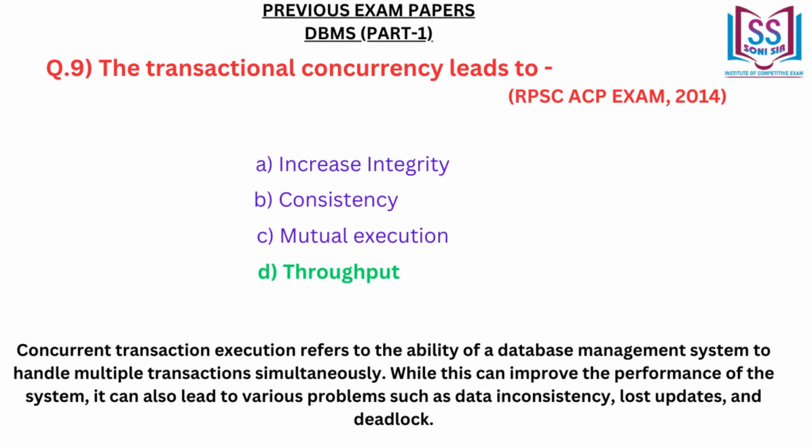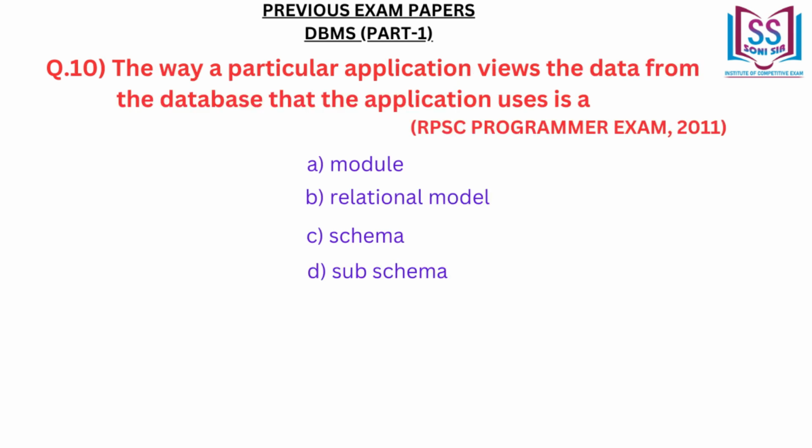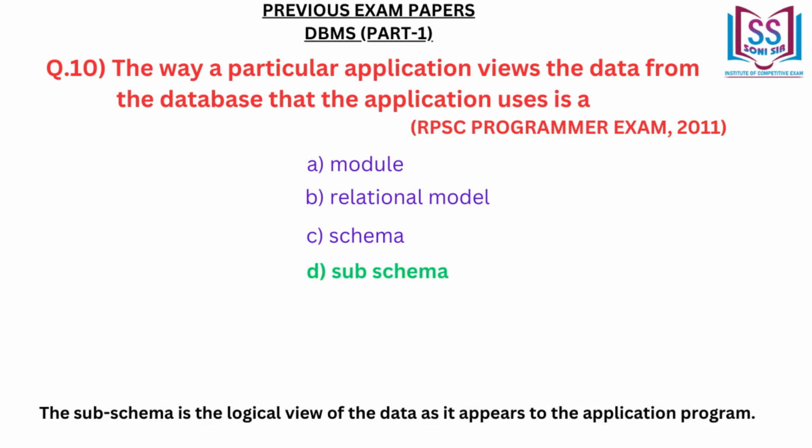The way a particular application views the data from the database that the application uses is: A. Module, B. Relational model, C. Schema, D. Subschema. Correct answer D. Subschema. The subschema is the logical view of the data as it appears to the application program.